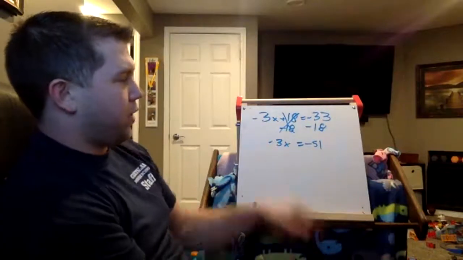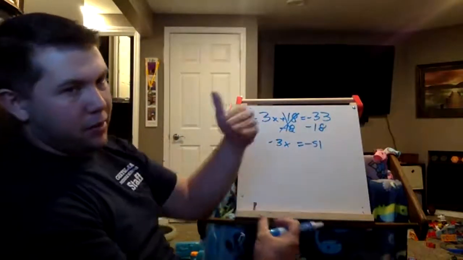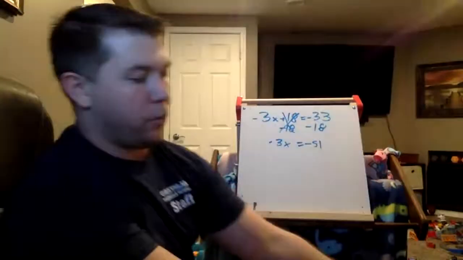Because if I have negative 33 and I'm taking away 18 more, I'm already in the negative. So my negative number is going to get bigger. I'm going further away from 0.